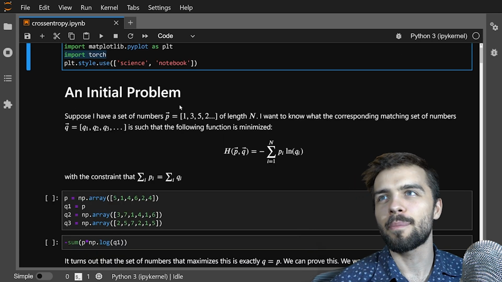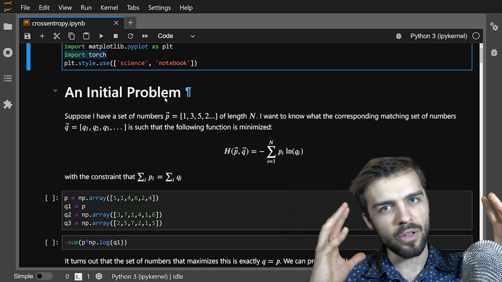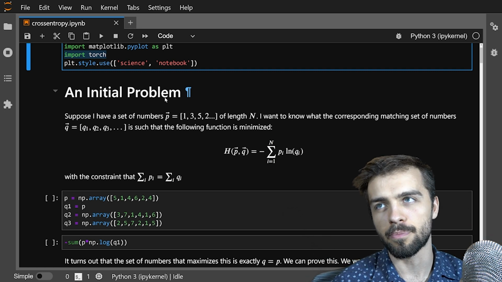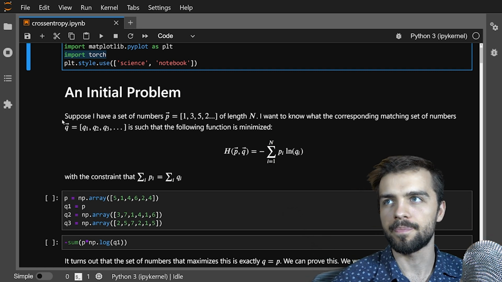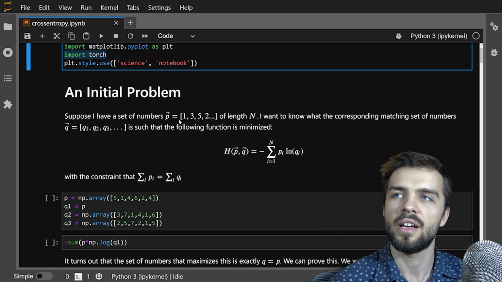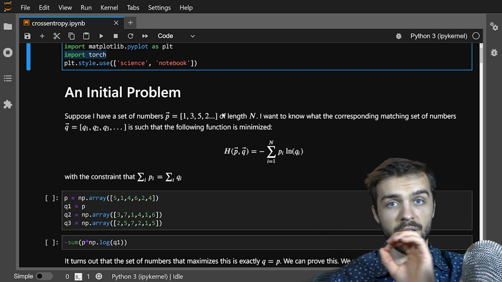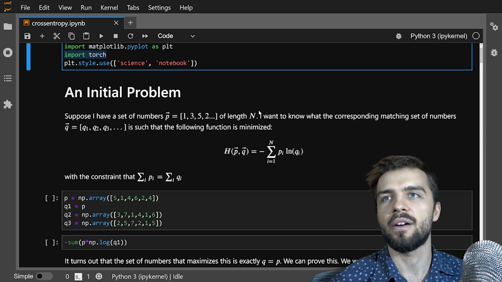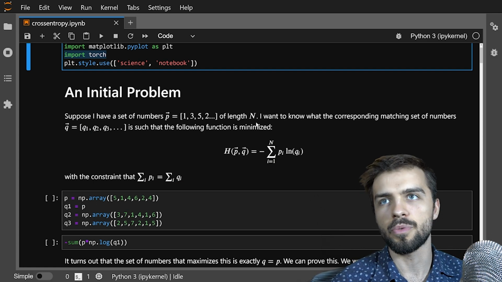So the best way to think about cross-entropy, it's sort of a weird loss function, but we'll consider an initial problem here. And it's a very simple problem. Suppose I have a set of numbers, a vector p. I'll specify it like this, for example, 1, 3, 5, 2. It's just a list of numbers that you have. And I have a big N of them. So it could be as long as you want.